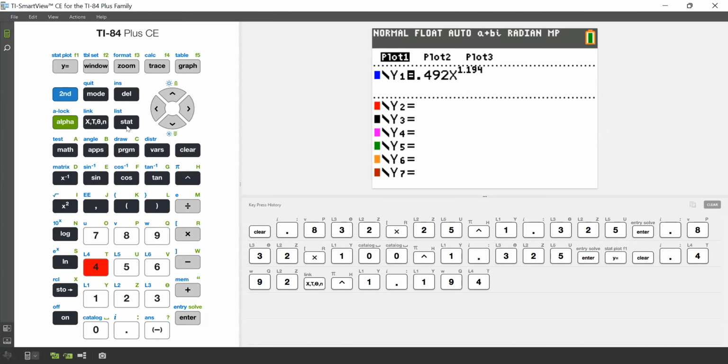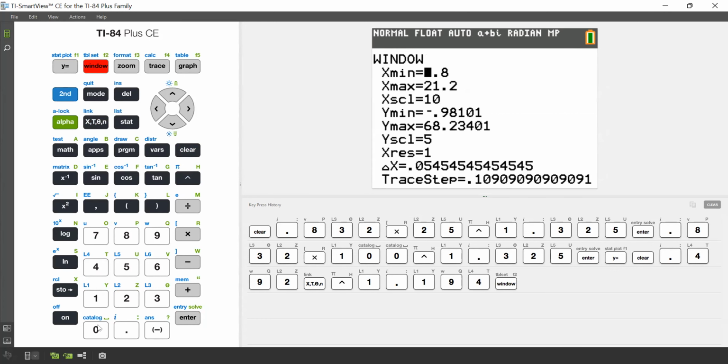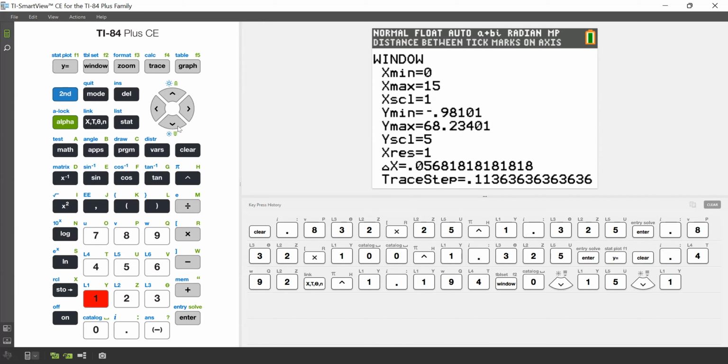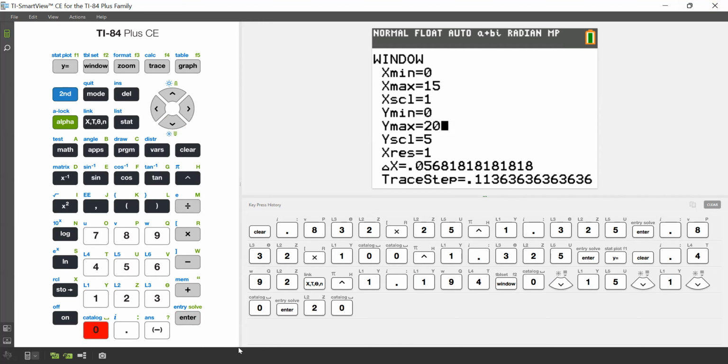And then I'm going to adjust my window to match theirs. So from 0 to 15 in the X, and I'm going to make that scale 1. And what are we going to do in the Y? 0 to 20 in the Y? And I'm going to leave that at 5. So that's what they're using. So 0 to 20 with a Y scale of 5.